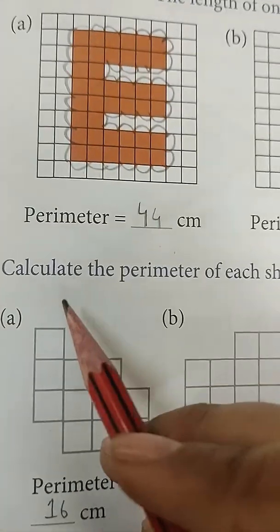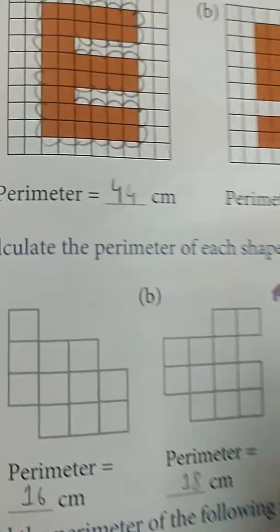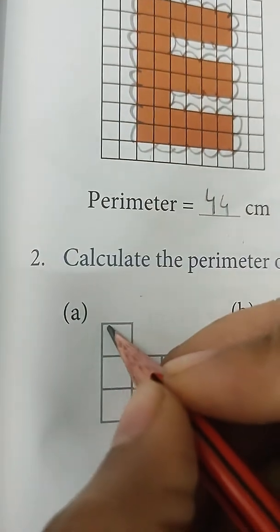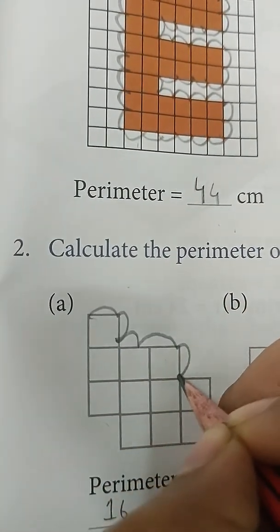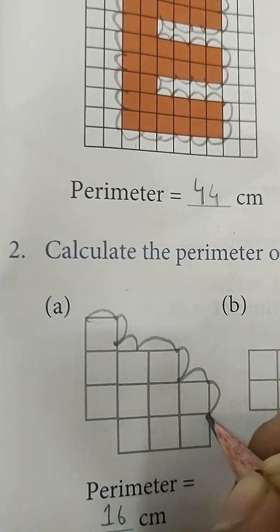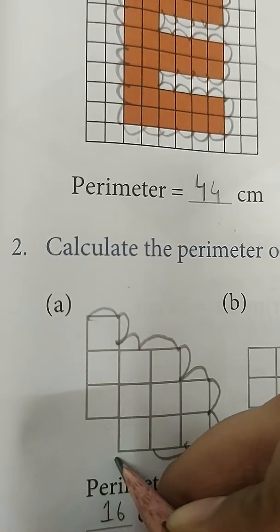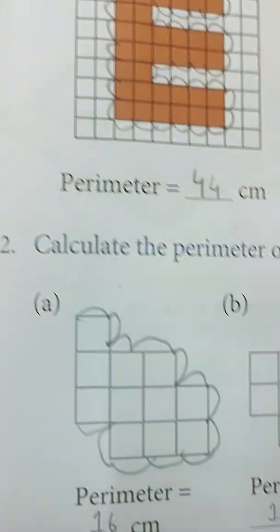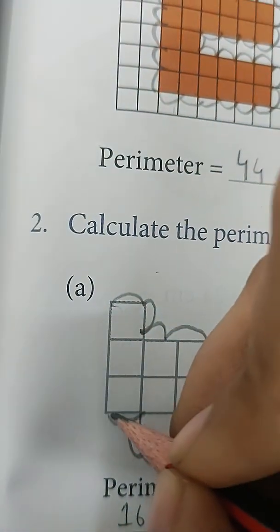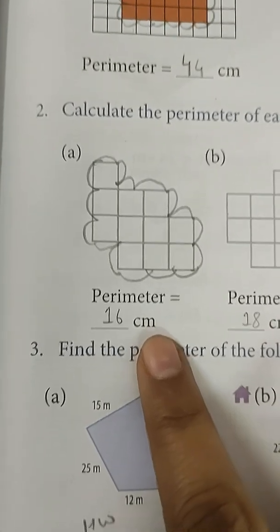Question number 2, similarly calculate the perimeter of each shape if the length of the square is 1 centimeter again. So like this only you can do it: 1, 2, 3, up to 16. So 16 centimeter will be the answer.